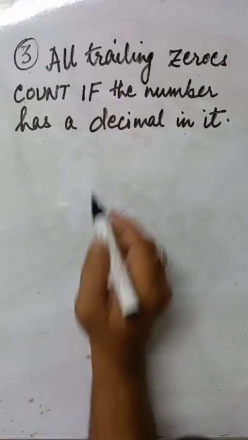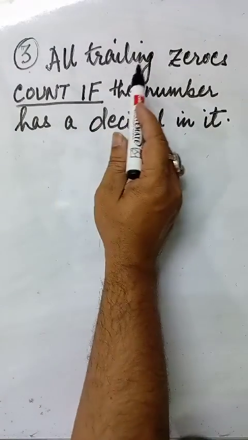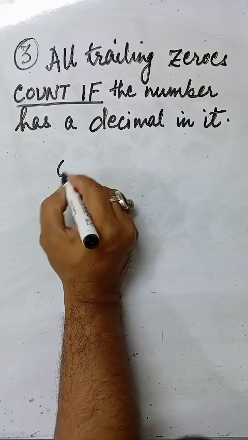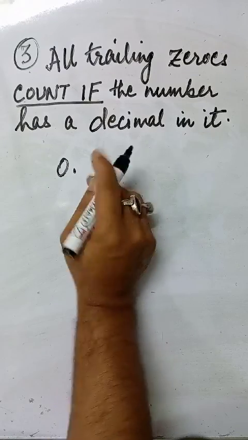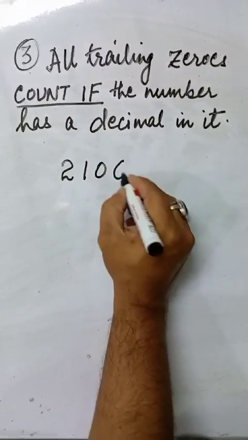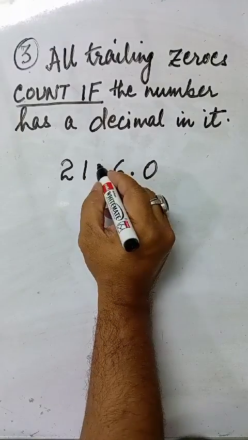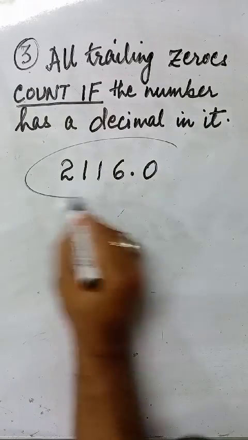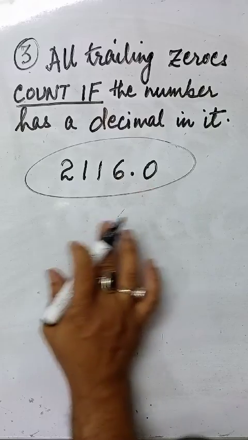Okay, now you see there is a condition. So this is that condition, all trailing zeros. Now what do you mean by trailing zeros? Let's say, for example, we have a number, let's take this example, 2116.0. Okay, this is your number. And again the question is, how many significant figures are there in this number?